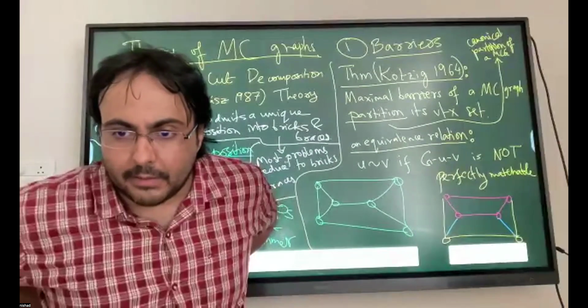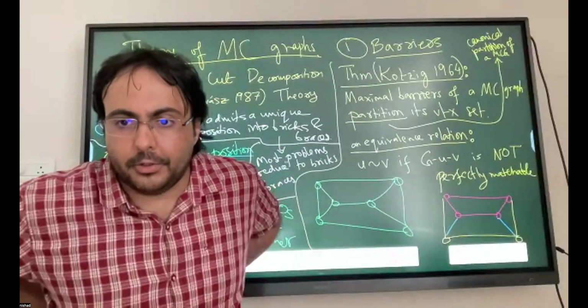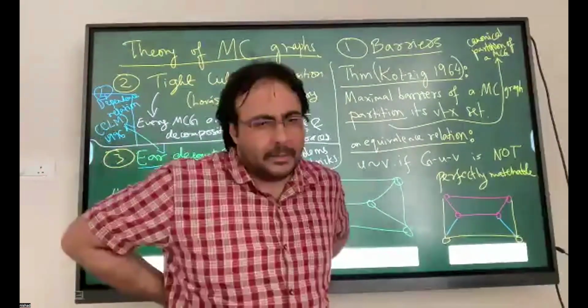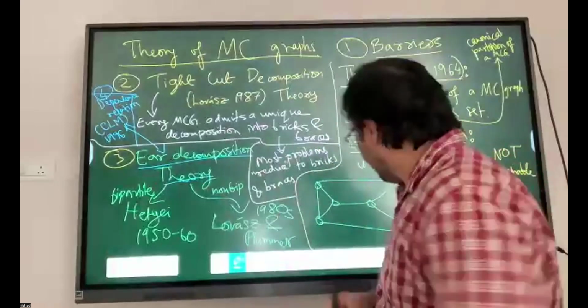From the list of bricks and braces and the multiple edges, can one go back to the original graph? Yeah, I will just quickly address that point.